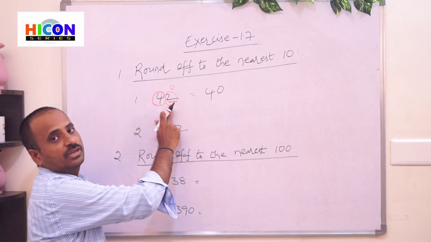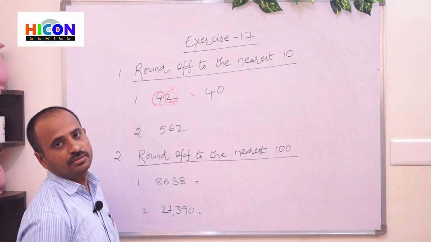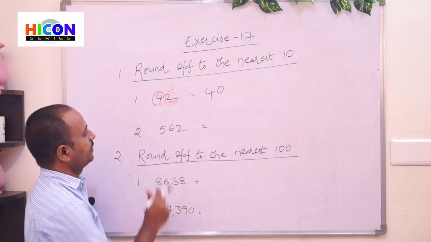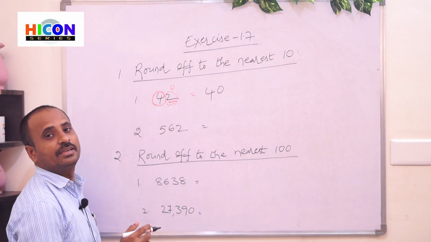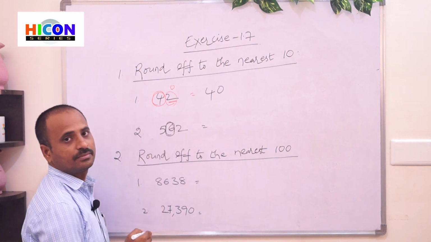So there is one digit after the tens place. So we have to put 0 in the last. So the answer is 40. Next, see the second problem, that is 562. So identify the digit present in the tens place. Here 6 is present in the tens place.